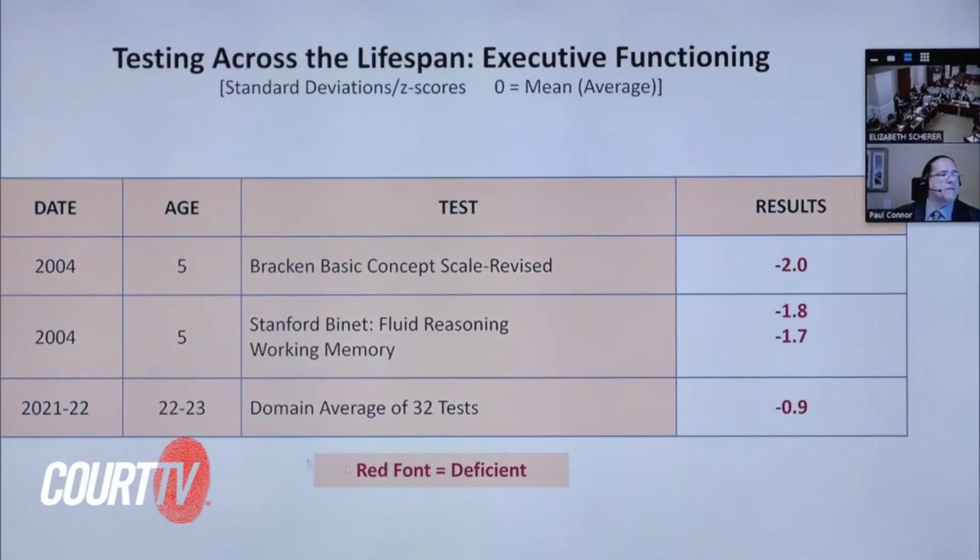On the current testing, when you average all of those 32 tests, or scores that you saw on that graph, his score comes out to 0.9 below the average, below the mean, so slightly above that cut point. But the problem, like I'd said, is that executive functioning is a lot of different sorts of skills. So averaging a lot of different sorts of skills isn't necessarily the most appropriate way to represent them. But just to give a brief overview, he was still showing difficulties across executive functioning on current testing.